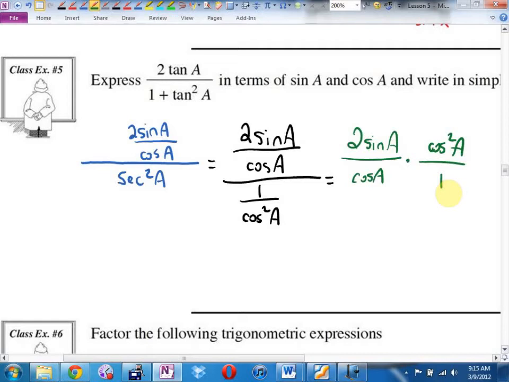Oh, hey! How do I multiply fractions? Top times top, bottom times bottom. But I can be clever. How many coses are there on top? Can you see it? 2. How many coses are there on the bottom? That'll cancel one of those out. And I'm left with a 2, a sine A, and a cos A. And if this is multiple choice, that will be one of your answers to pick from.